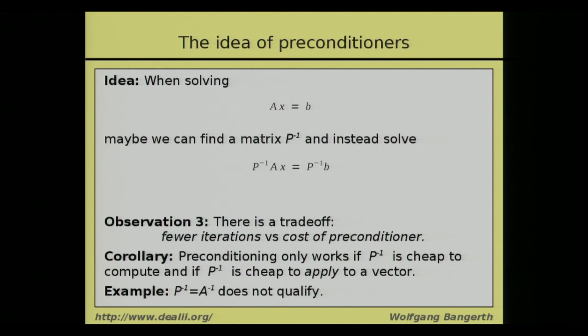So P^-1 = A^-1 does not qualify in this regard. Actually, it doesn't qualify in both of these regards. It is very expensive, of course, to compute, but it is also not cheap to actually apply, because if I had computed the inverse, the matrix is typically a full matrix, and so applying this preconditioner would cost me n squared operations if the matrix is n by n, right?